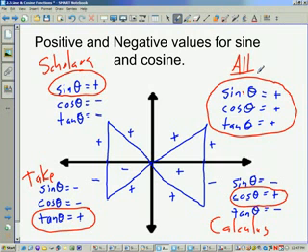Saying that in this quadrant, all of these are going to be positive. In quadrant 2, just the sine is going to be positive. That's where we get the S. Quadrant 3, the tangent is going to be positive. In quadrant 4, the cosine is going to be positive.